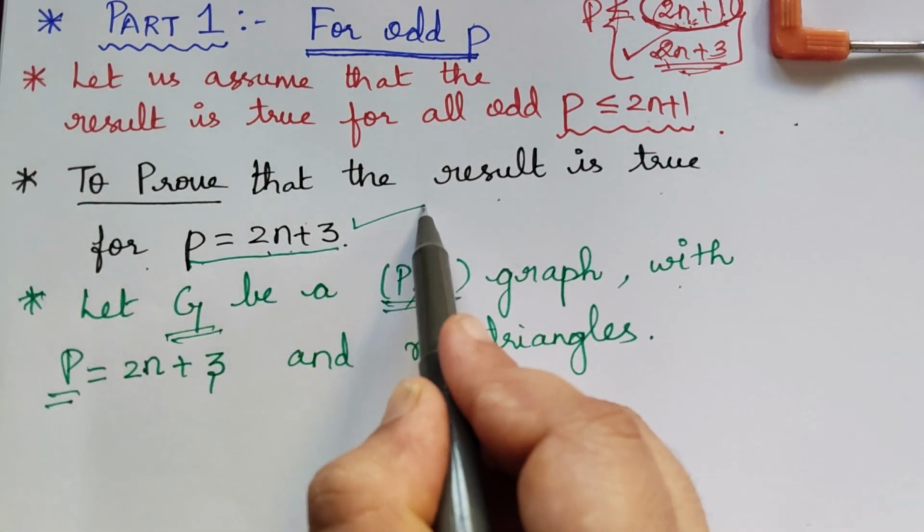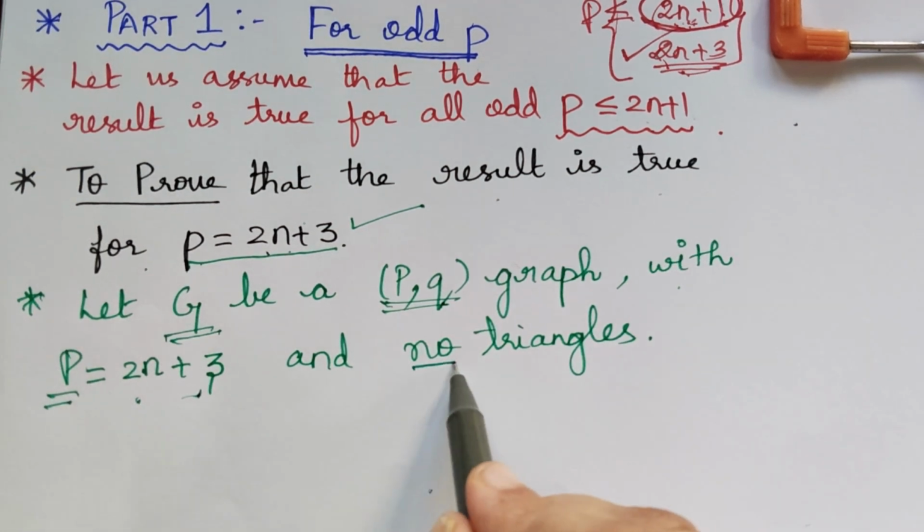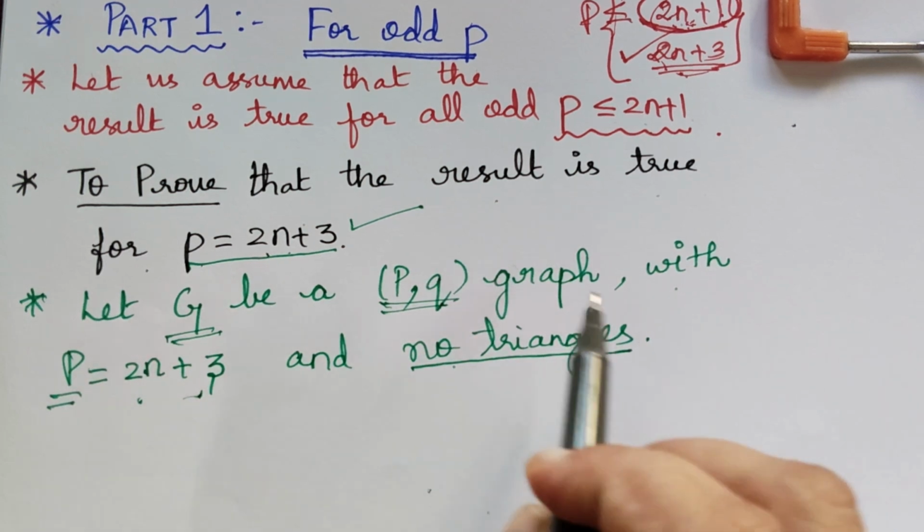So we want to prove the result for this value. So we are going to take it as 2n plus 3. And very importantly, from the assumption of the theorem, we have no triangles in the graph. So let us consider all this.